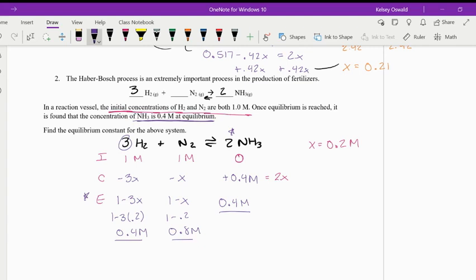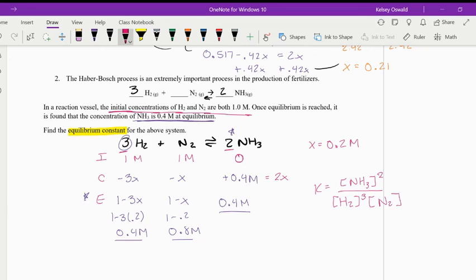We're not done here because we're looking for the equilibrium constant, not just the concentrations. So we need to write our equilibrium expression. Remember, that's our products over our reactants. And since the NH3 has a coefficient of 2, we're going to square that concentration. H2 has a coefficient of 3, so we're going to cube that concentration. And then N2 has a coefficient of 1, so we don't need to raise it to any power.